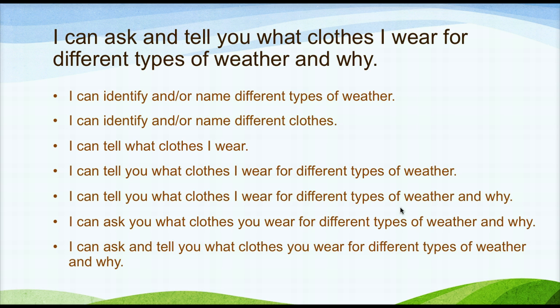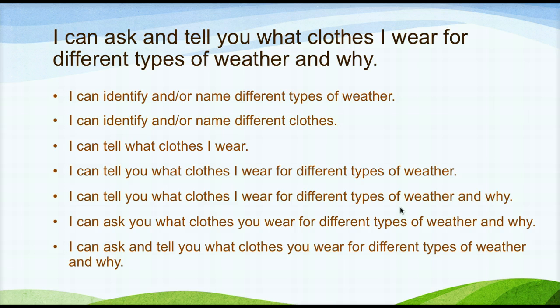So here we'll combine the information from the previous lessons, connected to the previous knowledge, and now we want our students to be able to say what clothes they wear for different types of weather. Then we're going to take it a little bit further, and here students will be able to tell us what clothes they wear for different types of weather and why. Okay, so here probably would be I wear shorts because it's hot, or I wear pants because it's cold outside.